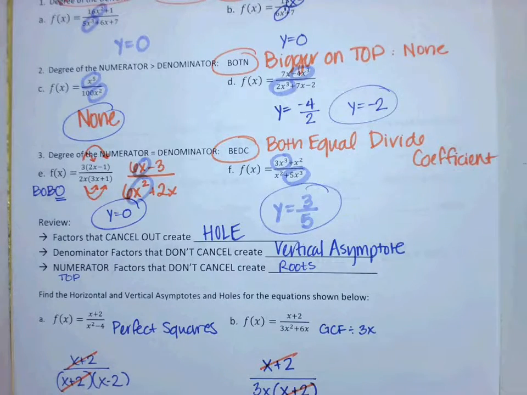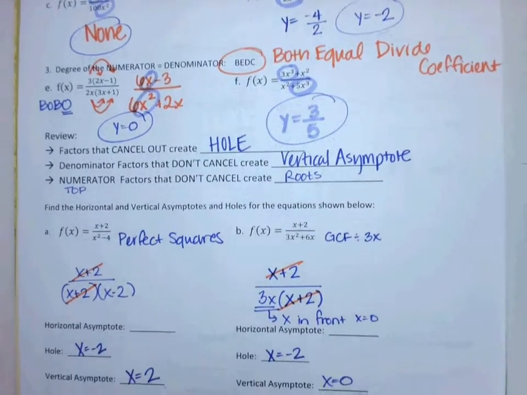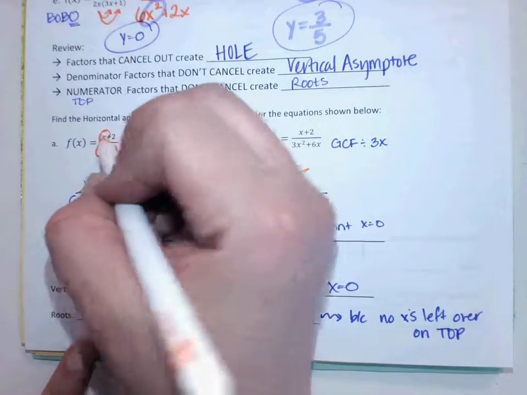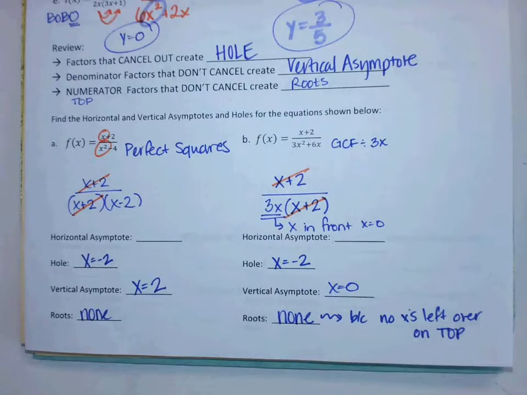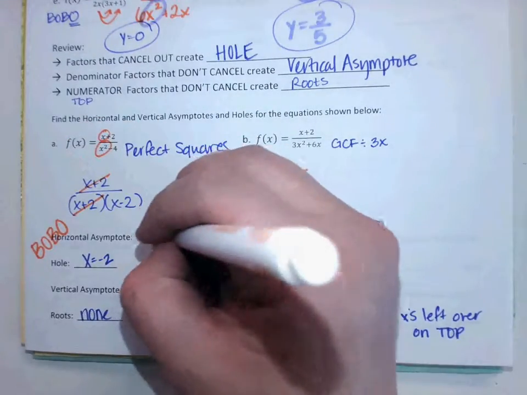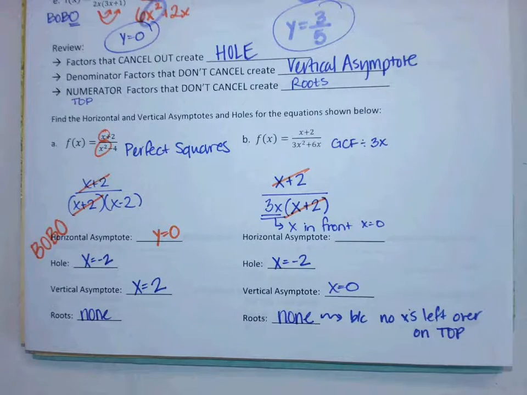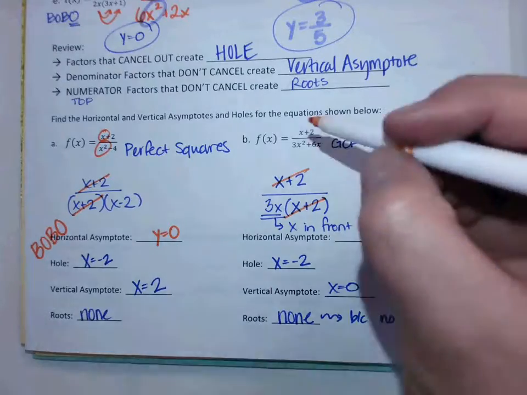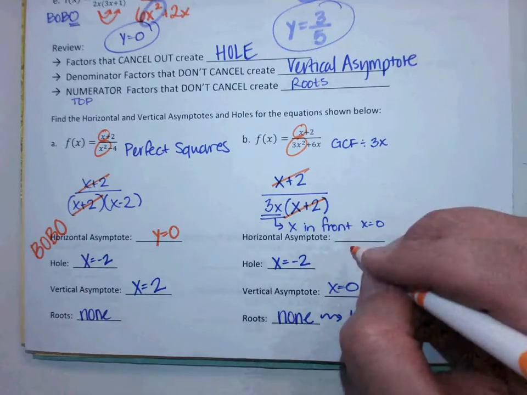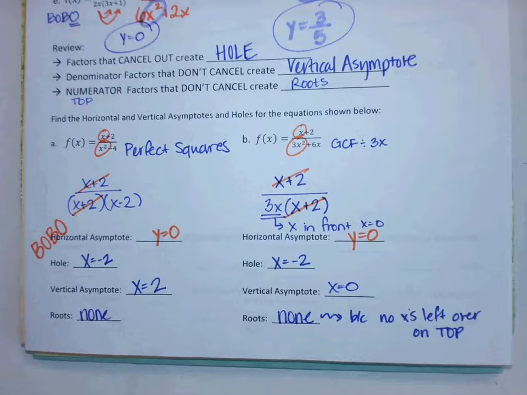Okay, so let's finish examples A and B at the bottom. Look at letter A. Which power is bigger, the x from the top or the x squared from the bottom? Okay, that makes it a Bobo. Bigger on bottom goes to 0. Okay, look at letter B. I have an x on top. I have a 3x squared on bottom. Who's bigger? x squared wins, so that one is also 0.